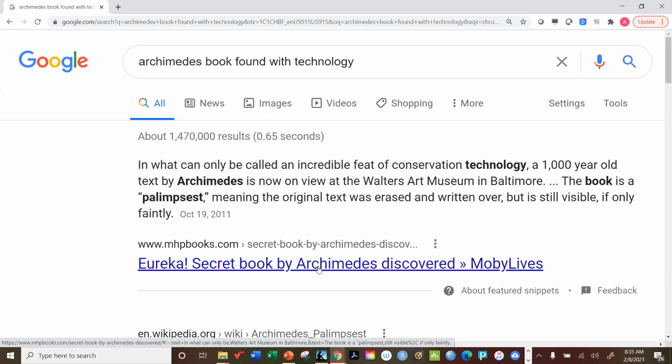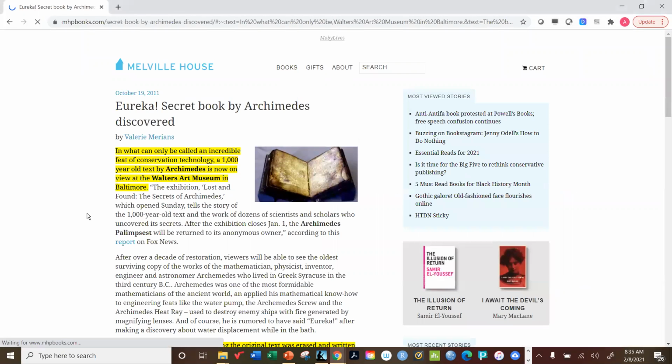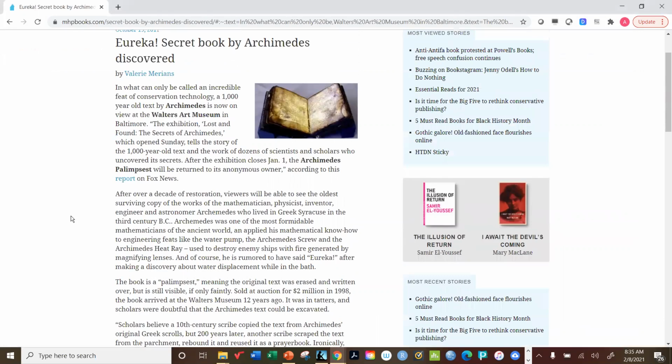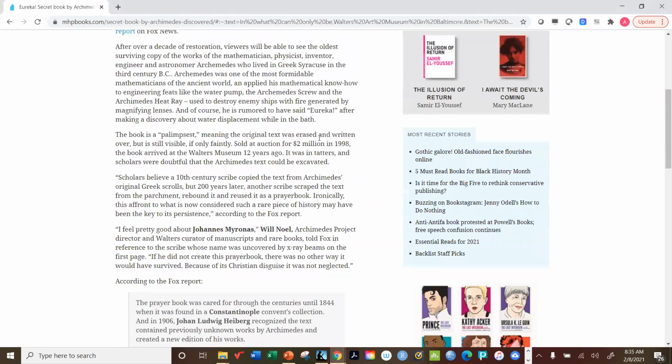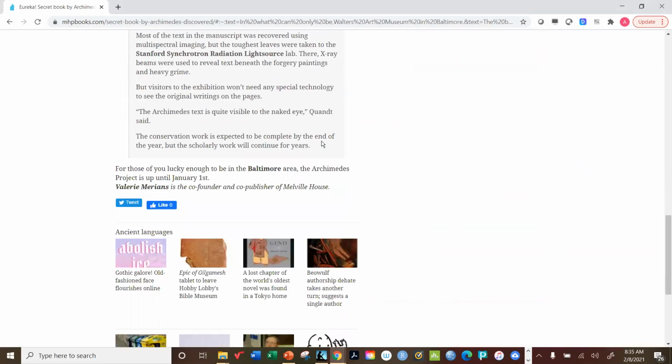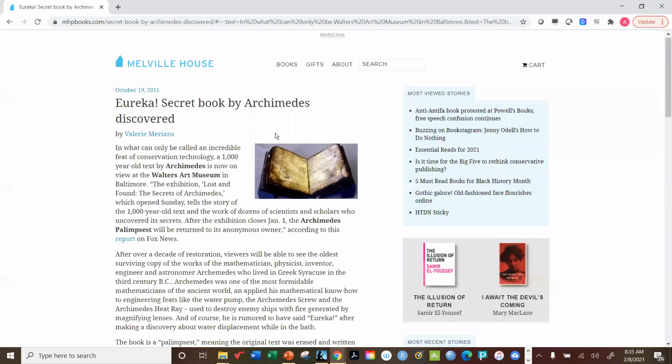Yep. Oh, you never know what they're going to be able to do next. Wow. So there it is. It's not in very good shape. But if you want to read up about it, here it is.